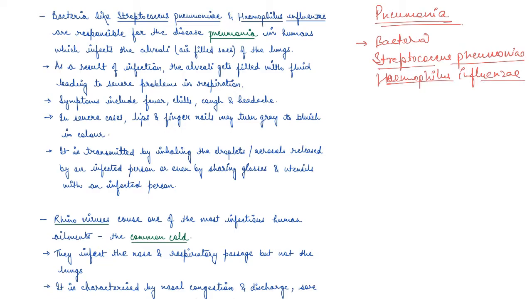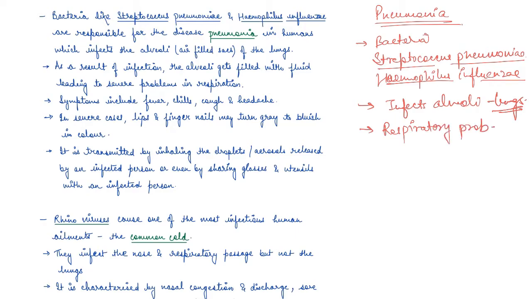Right, so what happens is these bacteria infect the air-filled sacs of the lungs. So the bacteria infect what? They infect alveoli. They infect lungs basically, right? They infect the alveoli, which is nothing but the sacs which are filled with air. Now, as a result of the infection, what happens is that the alveoli gets filled with fluid, and that leads to severe problems in respiration. So you have respiratory problem.